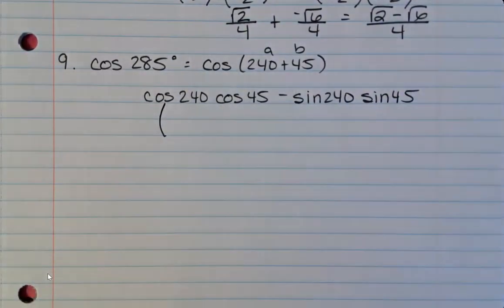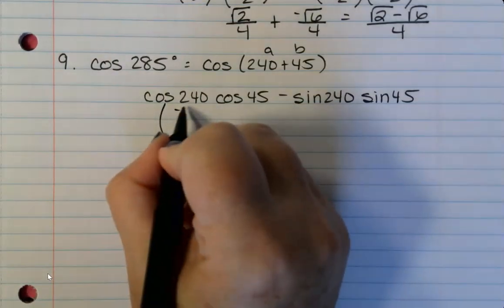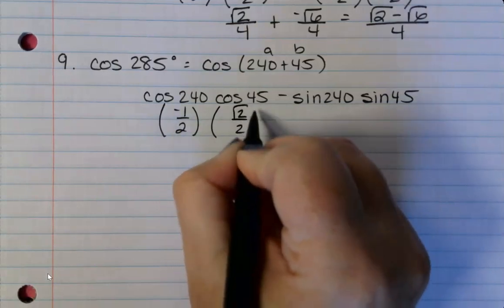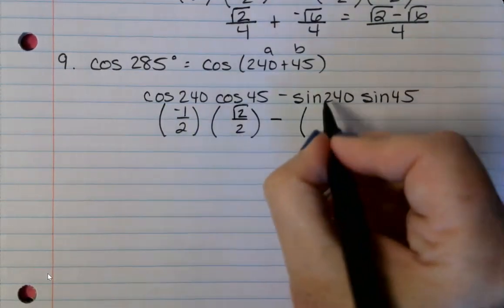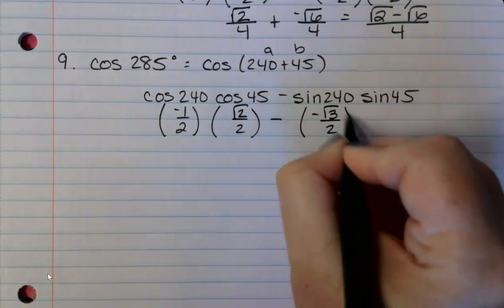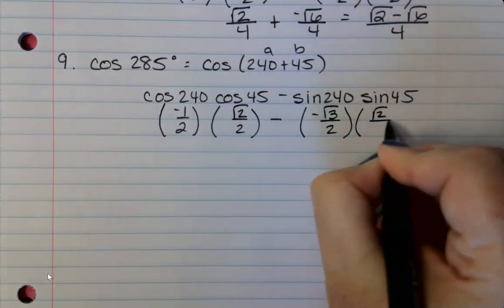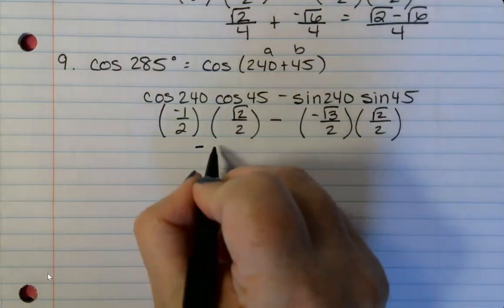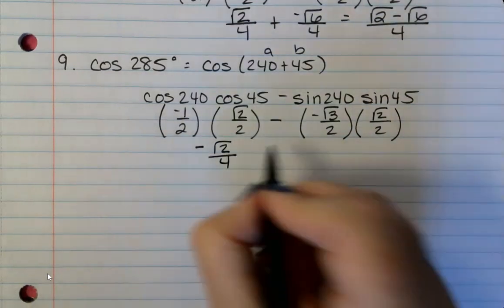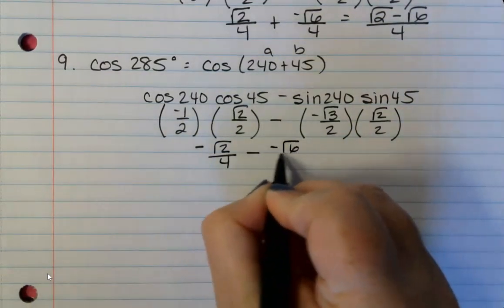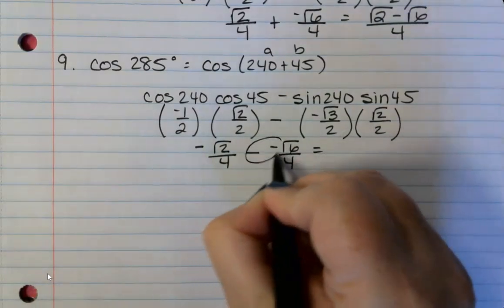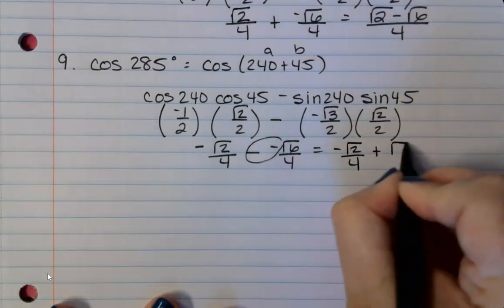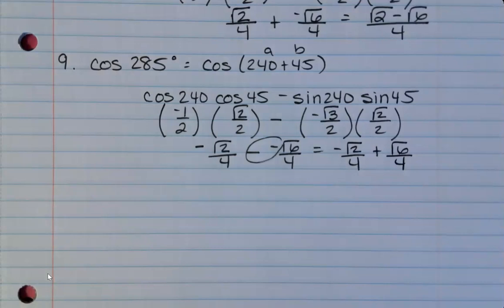So cosine of 240, negative 1/2. Cosine of 45 is square root 2 over 2. Sine of 240 is negative square root 3 over 2. And sine of 45 is square root 2 over 2. And then we get negative square root of 2 over 4 minus a negative square root 6 over 4. And then those two negatives will give us a positive. And you are done.